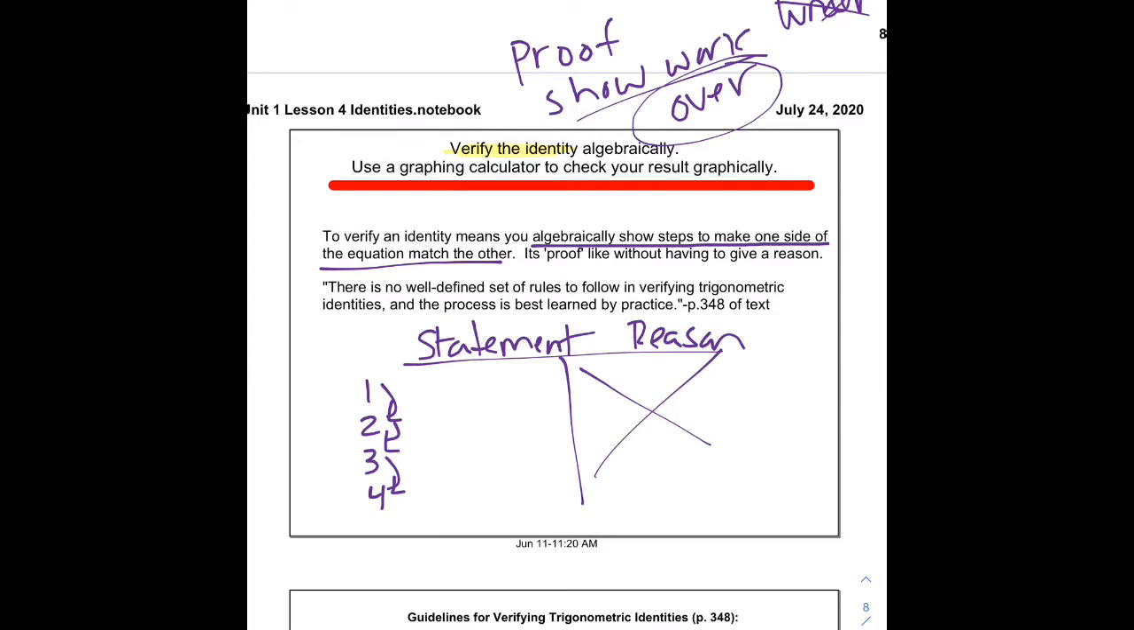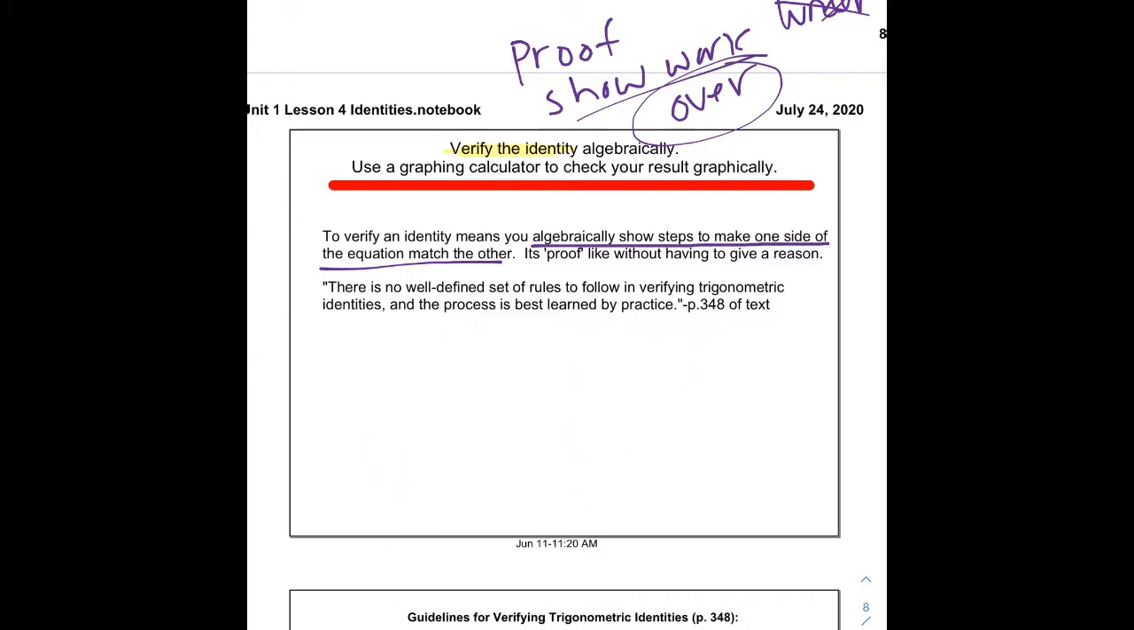This is a quote from your textbook, which I like. Let me erase all this other stuff. And this is the analogy that I give students about verifying an identity. You know, a lot of you like math that is recipe-like. You like math that is step 1, step 2, step 3. But that's not really what an identity is like.